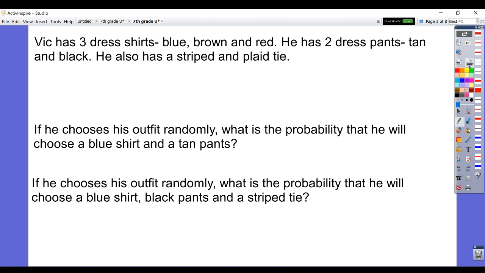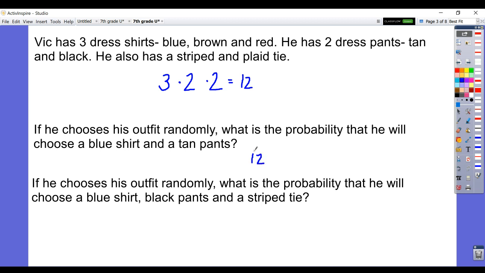So the first thing you want to do is to think about how many total options there are, which is that he's got 3 dress shirts times 2 dress pants times 2 ties. So you're going to multiply the possibilities to get the total number of possibilities. So the number of choices for shirts times the number of choices for pants times the number of choices for ties get multiplied to give you the total number of outfits. 3 times 2 is 6, times 2 is 12. So there's 12 options here, 12 outfits.